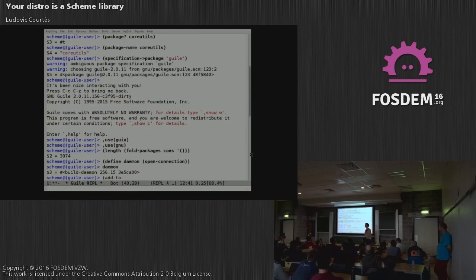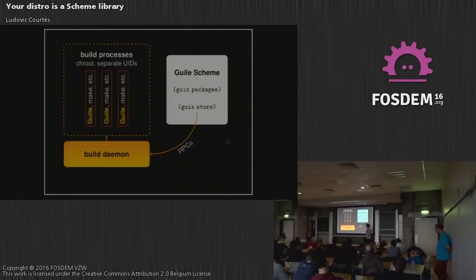Yes? Excuse me, why do you need a daemon? Why is it not just a library? So we need a daemon because to perform isolated builds, the daemon needs to be able to make a chroot call and to set up separate namespaces, Linux namespaces, and that kind of thing. Could you do this with a library? No, because you need root permission to do that.